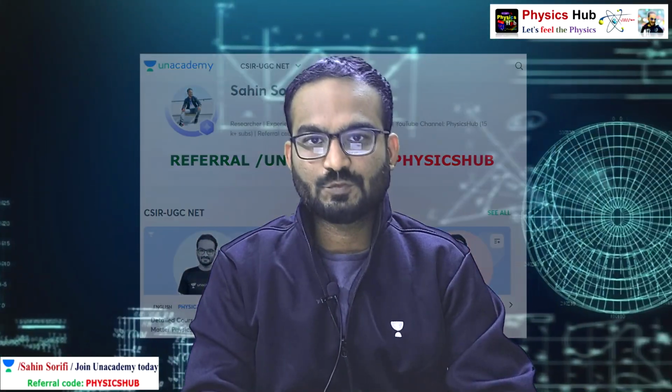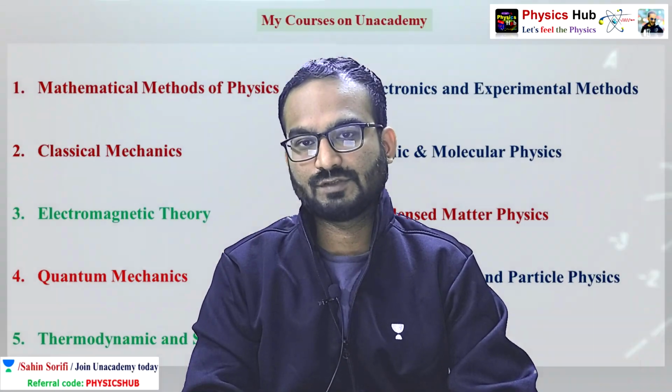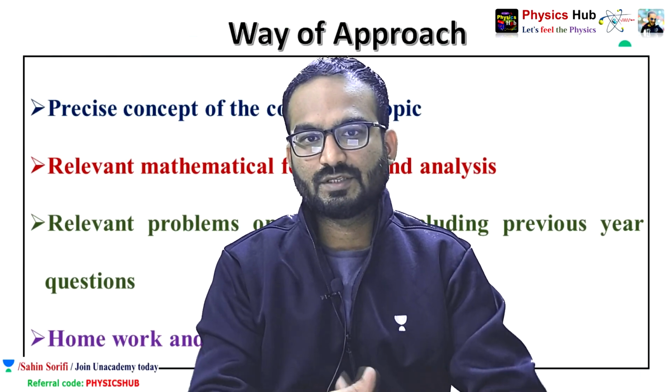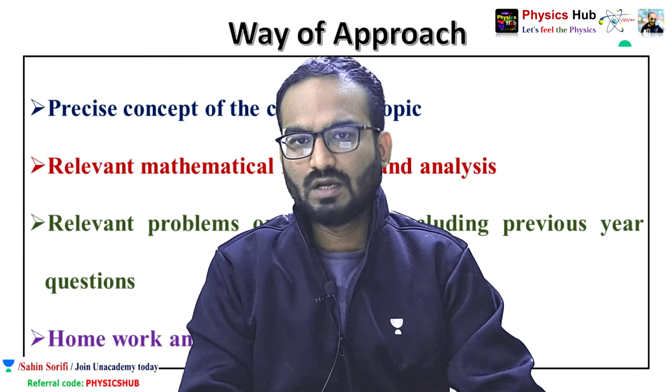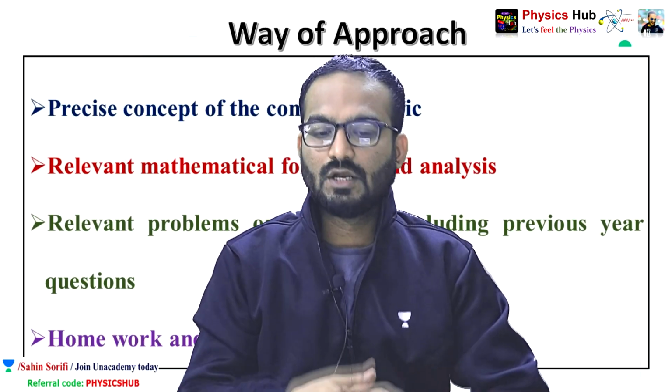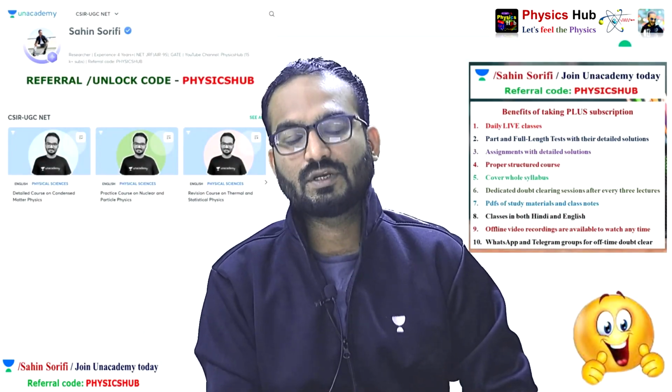You can prepare for various competitive exams like CSIR-NET, GATE, JEST, IIT JAM, TIFR. Especially if you are preparing for CSIR-NET Physical Science, you can join me on Unacademy Plus. I cover all the 9 units of the CSIR-NET Physical Science syllabus. My approach is that I precisely give you the concept of the concerned topic. Then I discuss the relevant mathematical formula and do the analysis. Relevant problems based on the topic, including previous year questions, are discussed. Homework and assignments are also given. This is my profile, and if you want to join my Unacademy Plus courses, you can enroll for this course.